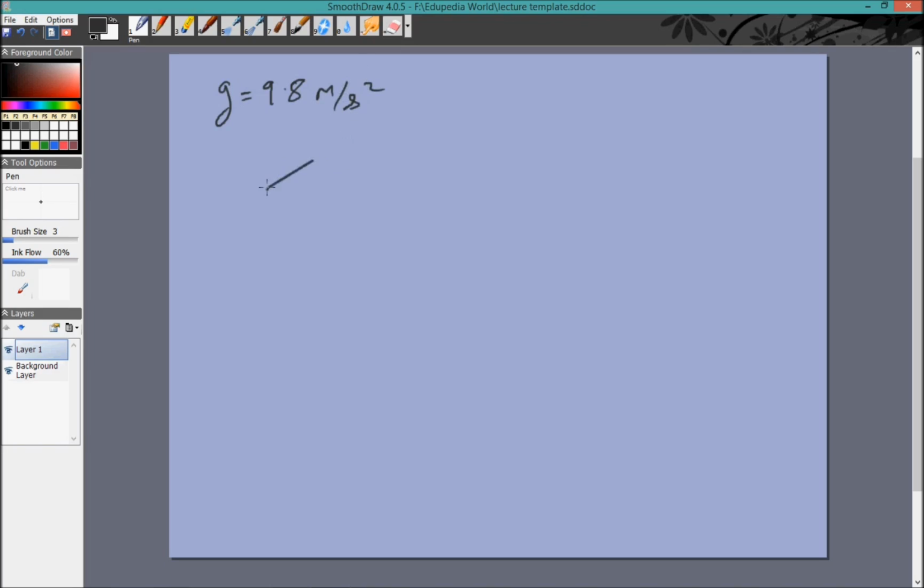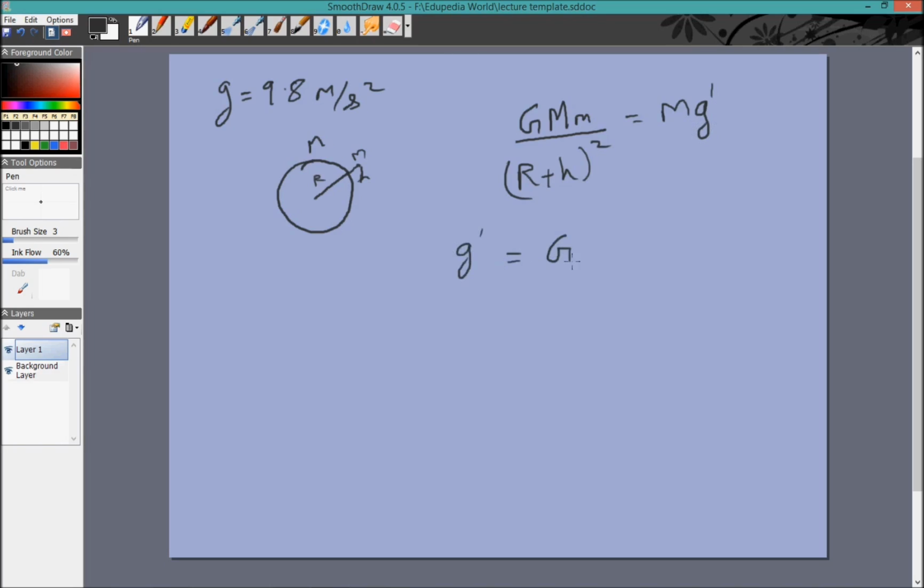First, let's look at what happens as we go away from the surface. This is the mass M of the earth, this is the radius R of the earth. Let's assume we move a height h above the surface. So now the gravitational force will be GMm, let's take this small mass to be m, by (R plus h) whole squared instead of by R squared. That needs to be equal to m g dash, where g dash is the new acceleration due to gravity. So g dash comes out to be GM by R square 1 plus h by R whole square.